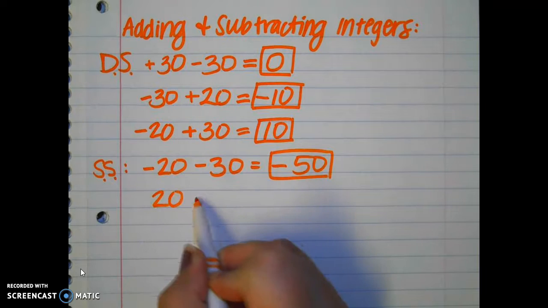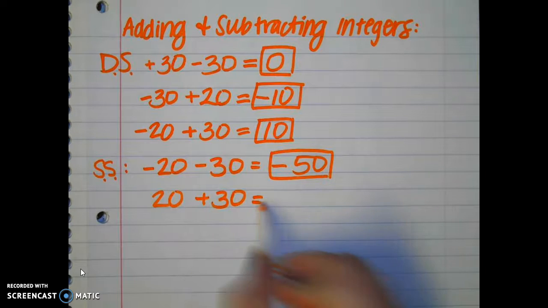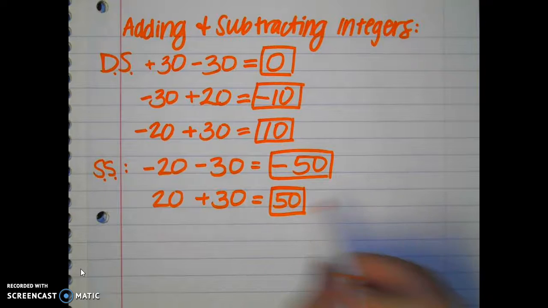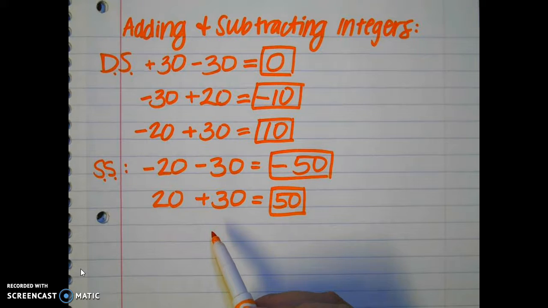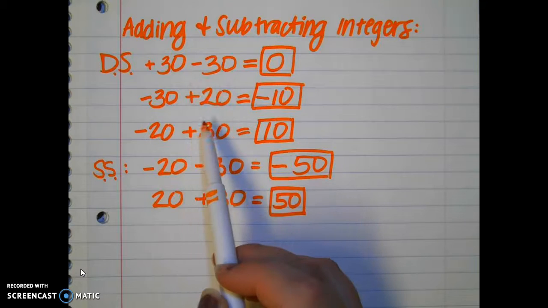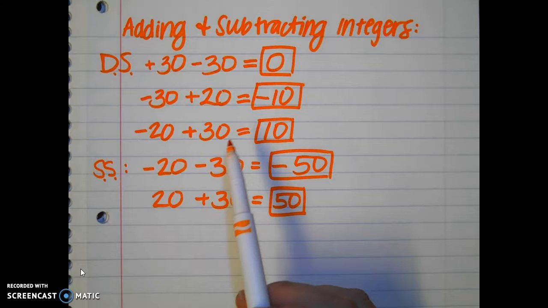Then if we have 20 plus 30, those are both positive. We know that's going to be positive 50. So if they're both positive and we're adding, then of course it's going to go on the positive side, right? So I just thought that was interesting and that I would share that with y'all. You always have to work it out and see what you're going to get. Other than that, if they have same signs, we'll know where it's going to go. But if they have different signs, you have to work it out, and it could be positive or negative.